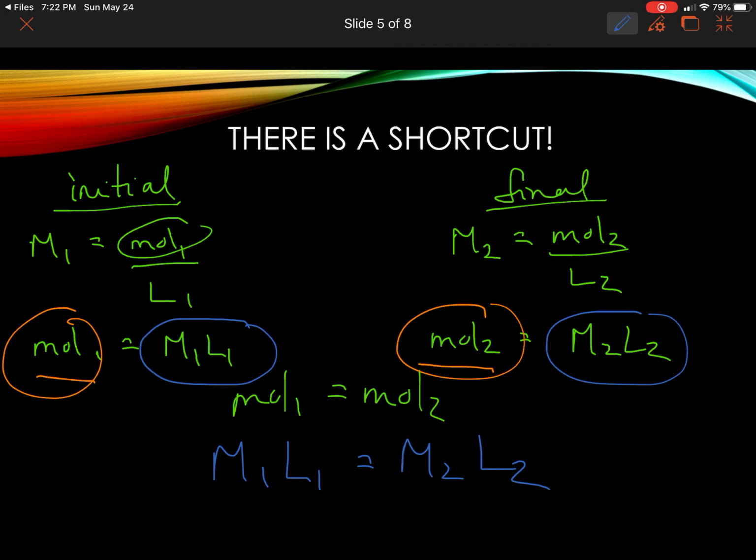You'll see other letters sometimes. So sometimes you'll have C1V1 equals C2V2. I actually think that might have been what I was taught when I was in high school. C being concentration, V being volume. It doesn't matter. The formula is the same whatever letters you use. So you are going to need this. Make sure you memorize this.